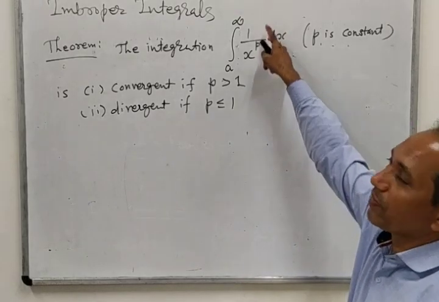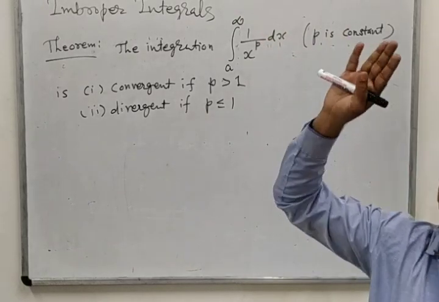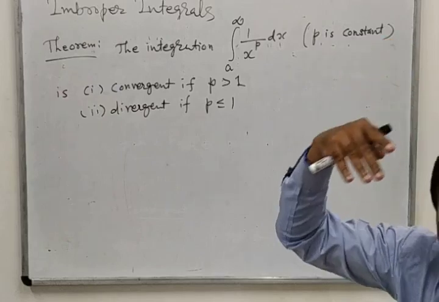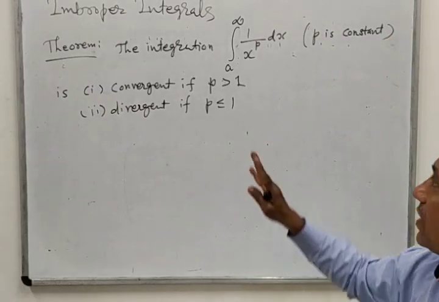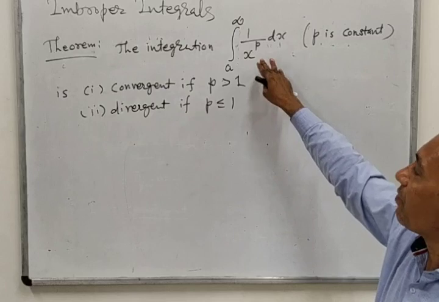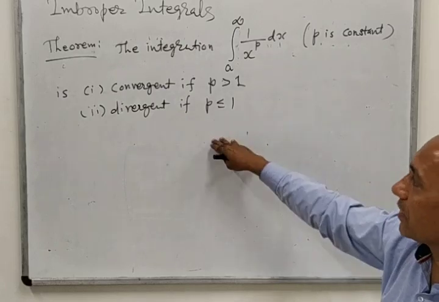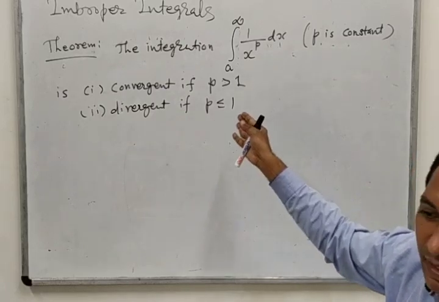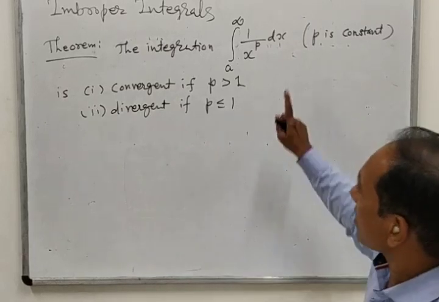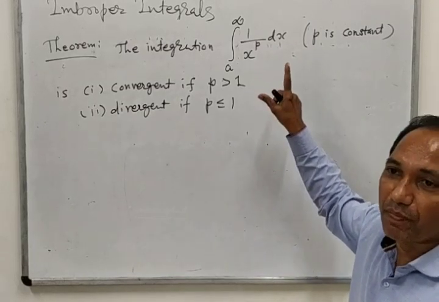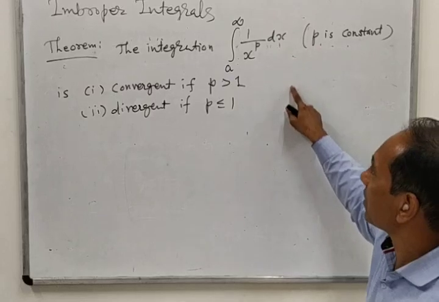So here is the general result for 1 upon x raised to p, whether it is x raised to 5, 7, 10, or x raised to minus 7, minus 3, whatever it is. We can directly say that if p greater than 1 it is convergent, and if p less than or equal to 1 it is divergent. You must remember we will not see its proof. Proof is not important, only this result is important.